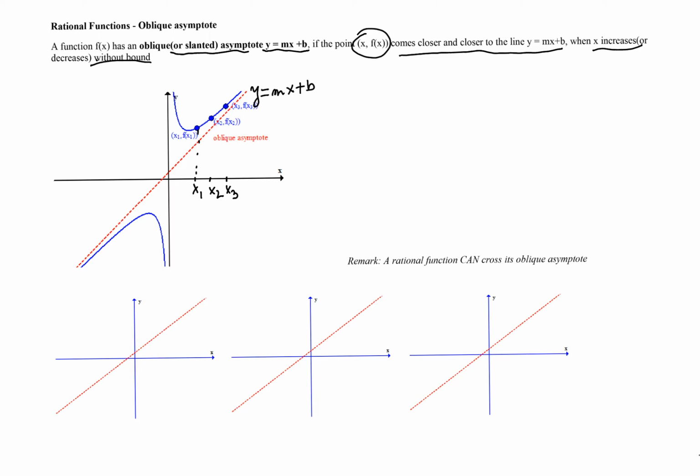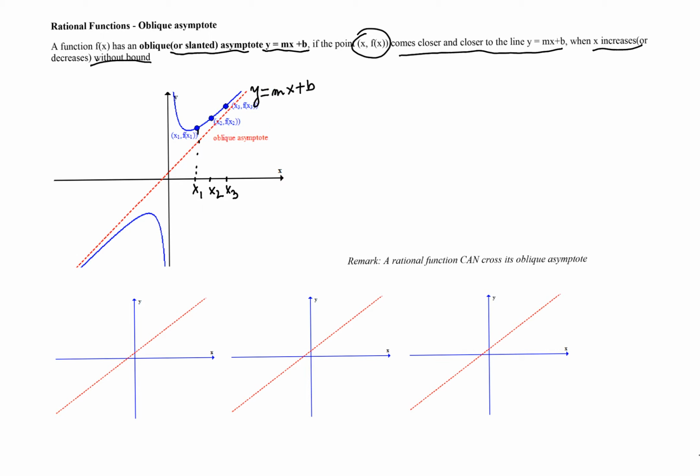As with the horizontal asymptote, existence of the oblique asymptote determines the end behavior of the function. We are looking at what's happening when x increases without bound, so on the extreme right, or decreases without bound on extreme left. So if a rational function has such an asymptote, then we know exactly how the function is going to behave when we move far enough to the left or far enough to the right.